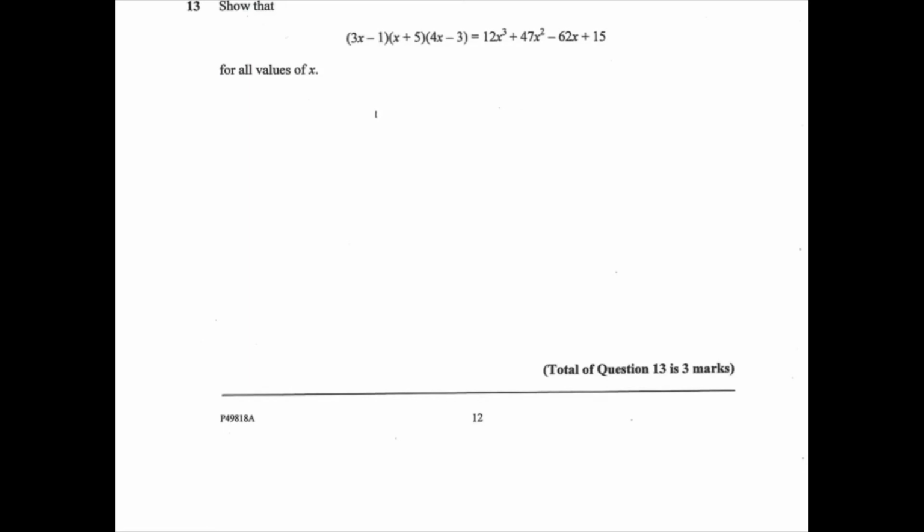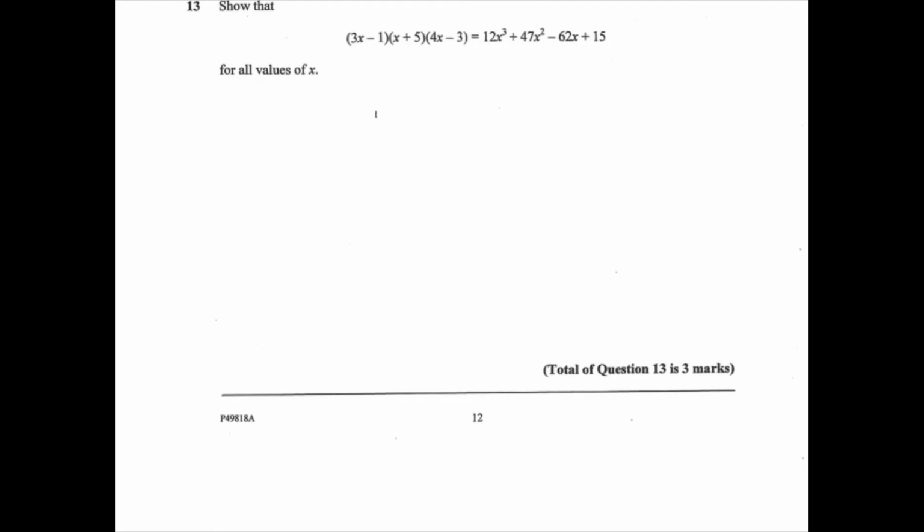This next question, really common in the exam. It throws people off because it looks so complicated, but actually they're asking you to do exactly what we've been doing. It says, show that this side, 3x minus 1 times x plus 5 times 4x minus 3 equals this thing, which looks super complicated, but it's actually just exactly the same. 12x cubed plus 47x squared minus 62x plus 15. So I've got to show that when I expand these 3 brackets, I get these numbers. So actually, it's giving me the answer that I need to get to.